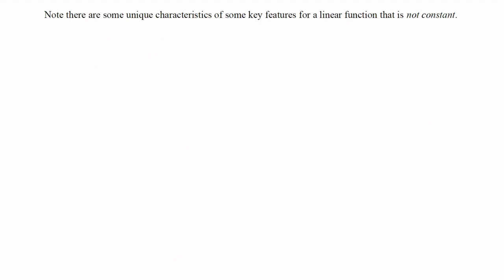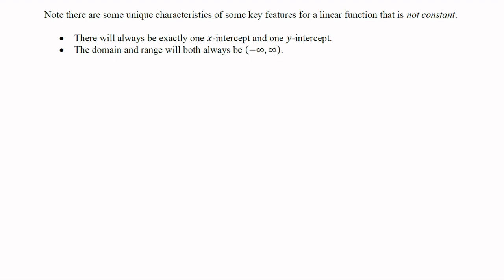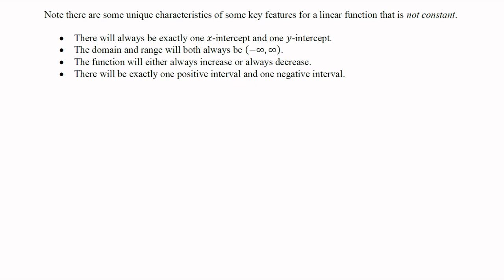Note there are some unique characteristics of some key features for a linear function that is not constant. There will always be exactly one x-intercept and one y-intercept. The domain and range will both always be negative infinity to positive infinity. The function will either always increase or always decrease. There will be exactly one positive interval and one negative interval.